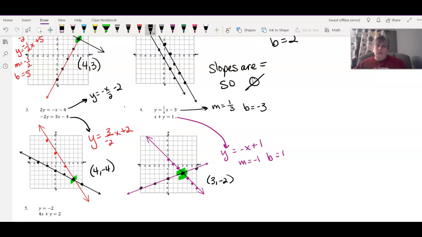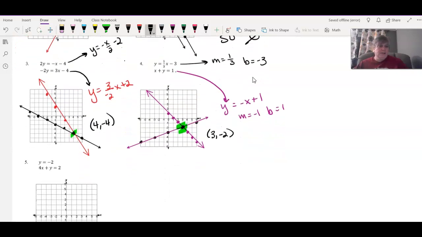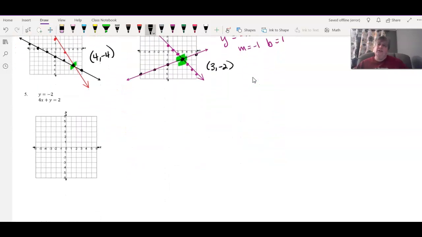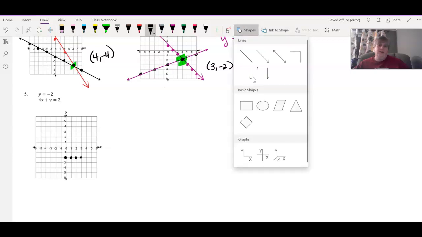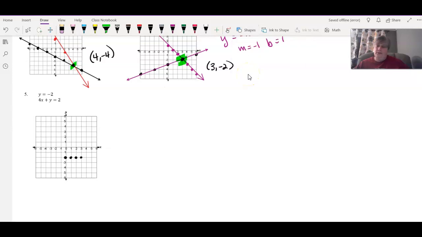Okay. One more problem. I know it's been a lot, but it's good to see the different variety of what you're going to have. And the reason I want to show this problem is sometimes you're going to have one variable. And remember, a one variable means it's either a horizontal or vertical line. So I go where y is -2, and that tells me y is always -2. There's no slope. It's just always -2. And so that means it's going to be a horizontal line.